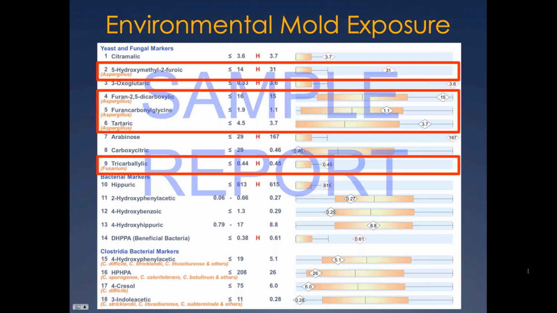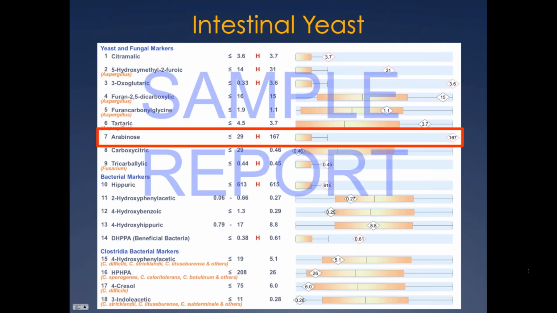But this is sort of an initial step to get a sense of that. If we weren't even thinking that, and we get this test back and these markers are really, really high, that might be something to consider as a second step. We also get a good look at intestinal yeast, Candida.